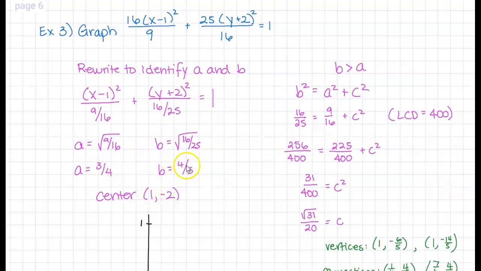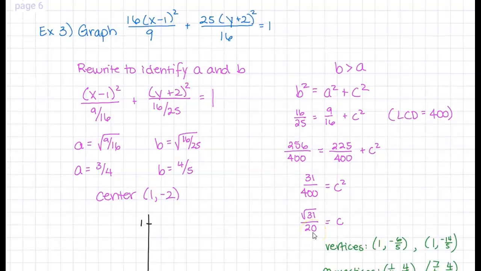All right, so now let's take a look at a and b. B is just a little bit bigger than a, so it is going to be a vertical ellipse. And because b is just a little bit bigger, then we are going to use this form of a formula where we're equaling b squared. A squared plus c squared equals b squared. I plugged in the values and I've got my value for c.